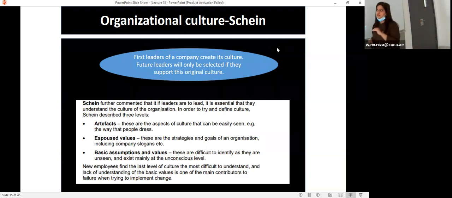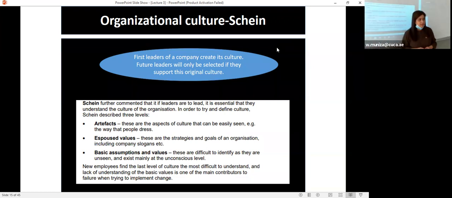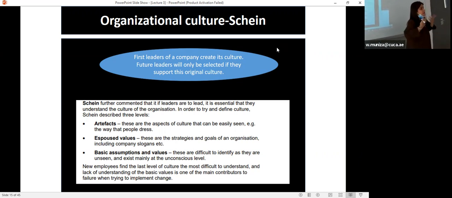Then the second level of the culture as per Schein is espoused values. What are espoused values? These are the strategies and goals of an organization, including company slogans. Say, for example, what organizations communicate to their individuals, to their subordinates in the form of written rules and regulations. Say, for example, the communicated aim of the organization. Say, for example, the mission statement of the organization. What organizations tend to speak with the other people also makes the culture of the organization. This is the second level in the culture of the organization.